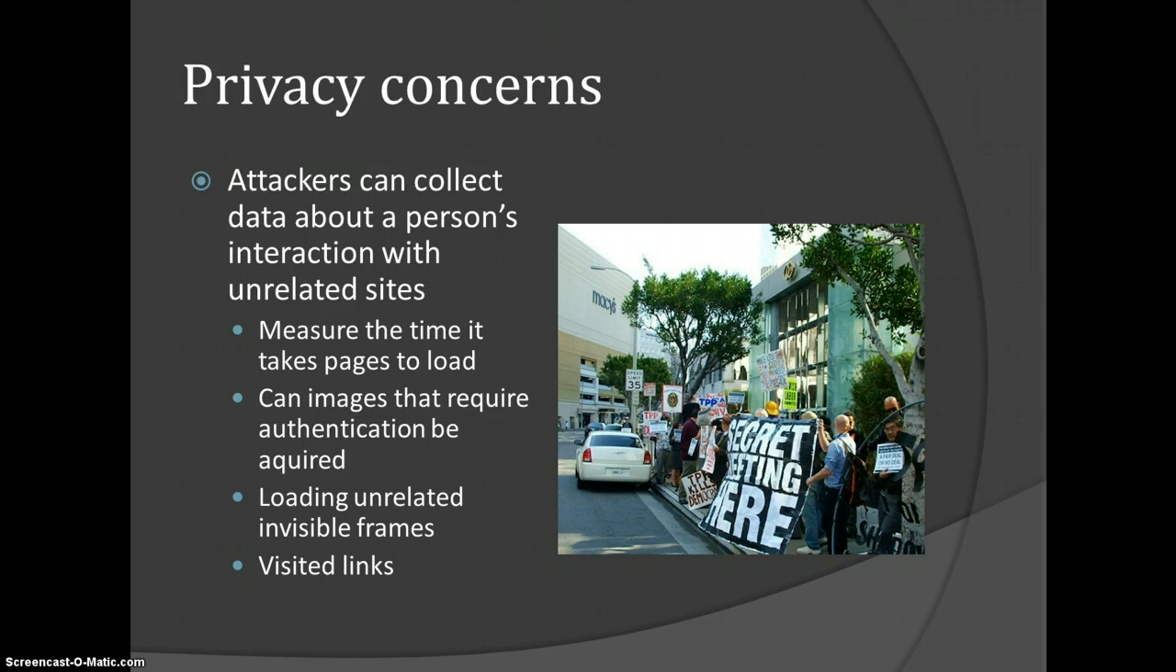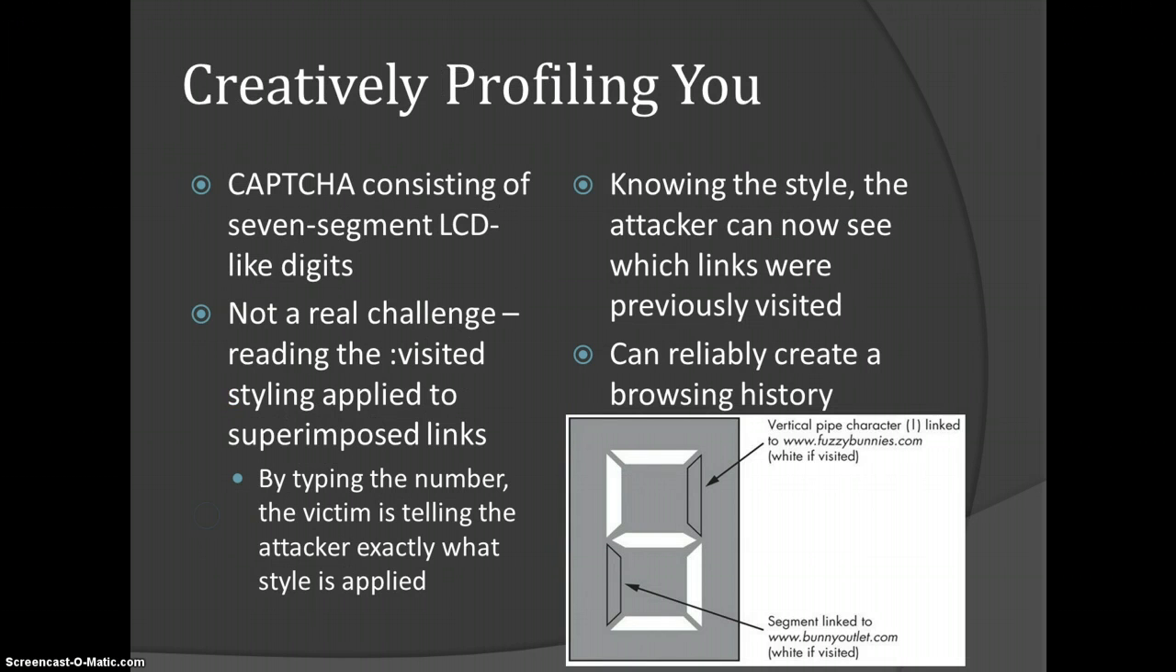Loading unrelated invisible frames is a little bit what we talked about. Profiling visited links, another example of that, is this one. I included this one because I just really like the creativity behind it. And by the way, this image is the only one I didn't use out of the Google image search, because I found that trying to describe it without the visual is extremely hard to do, and I didn't think it would be very good. So I did pull this one out of the book and include it.